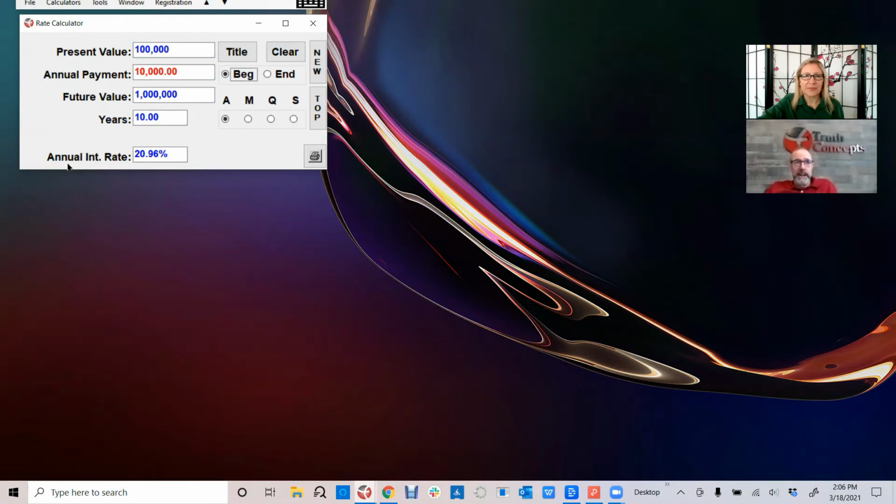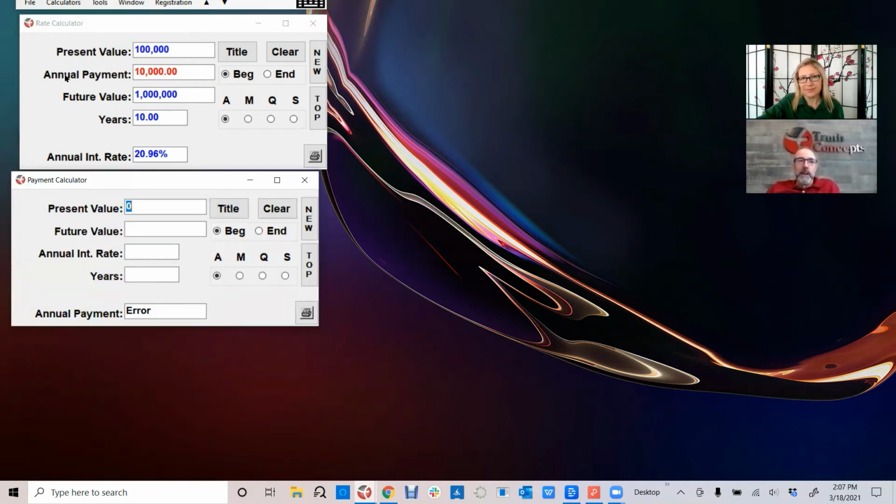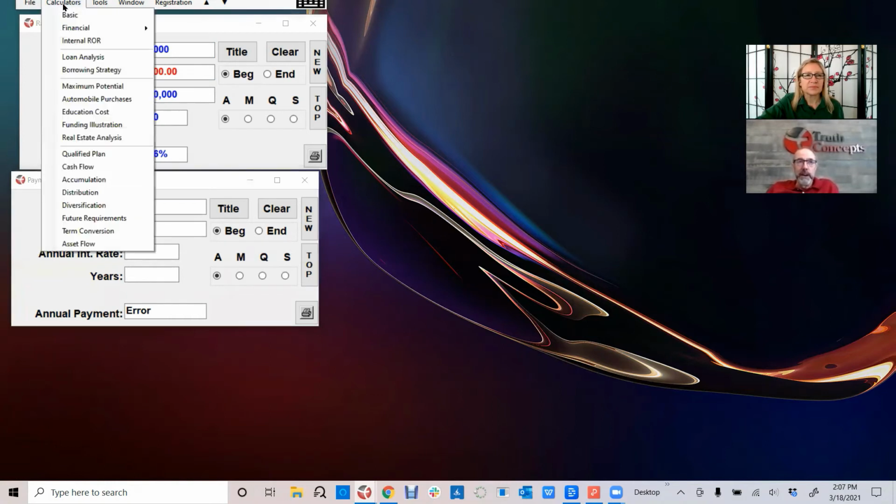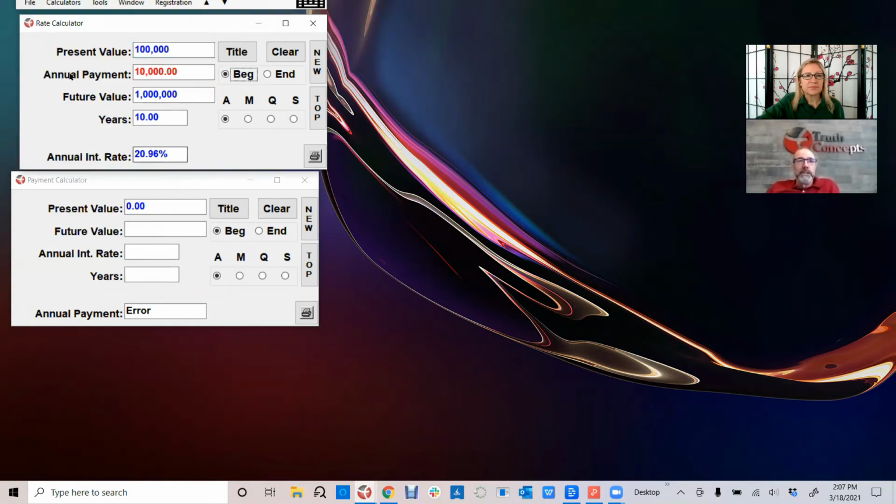So let's say that we know that, but in a different equation, we didn't know what the payment was that was going to be necessary. So she pulls up the payment calculator, and what she did was a shortcut. Rather than going up to the menu and going to financial calculators and pulling it down there, which is an option, she can just double click on the words annual payment in this case, and that would pull up an annual payment calculator for her.